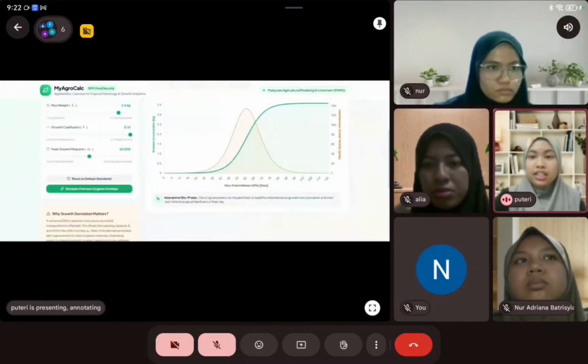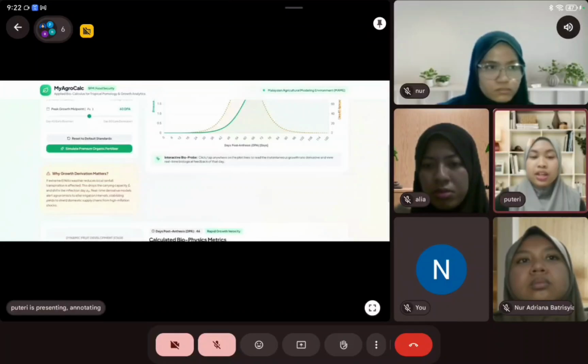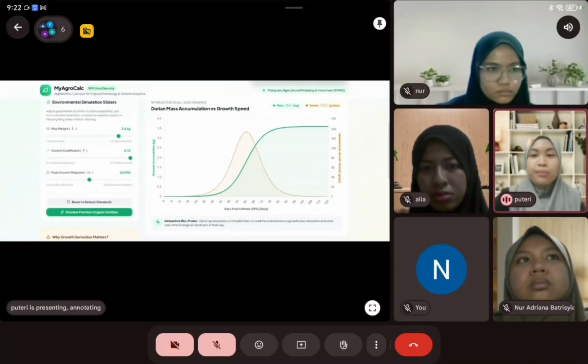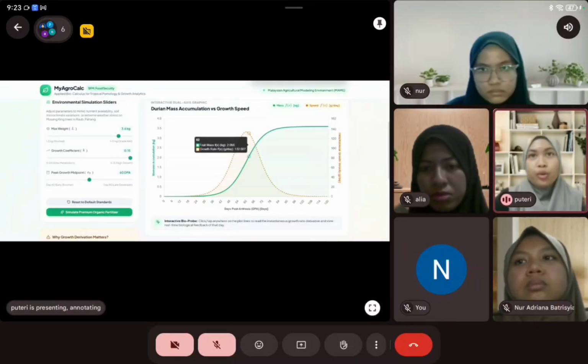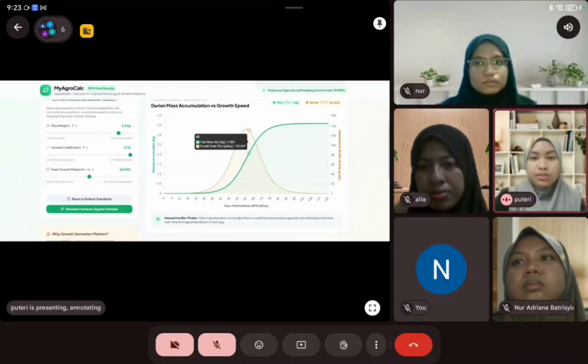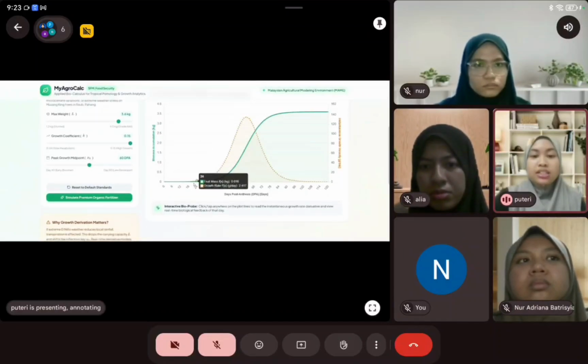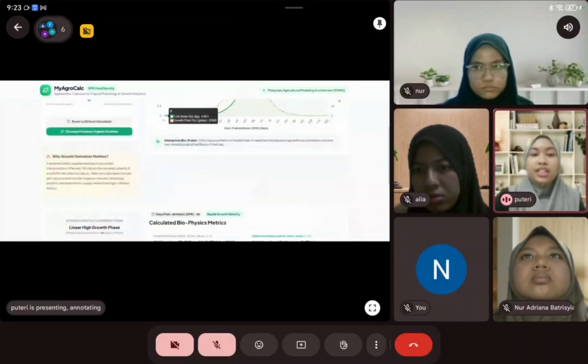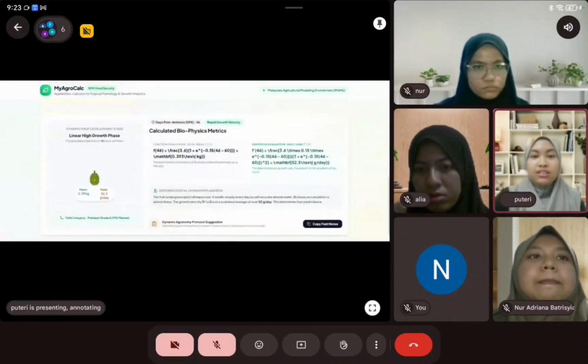So lastly, one recommendation to improve this HTML project is by adding a real-time weather or an AI prediction system. So this can make the simulation more realistic and useful for farmers in the future.